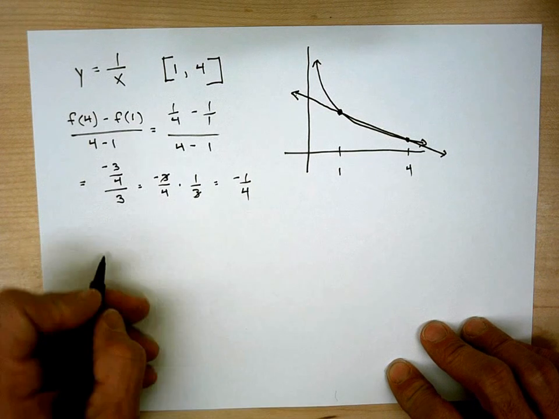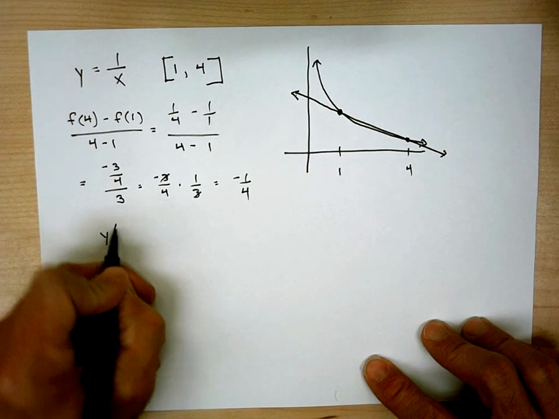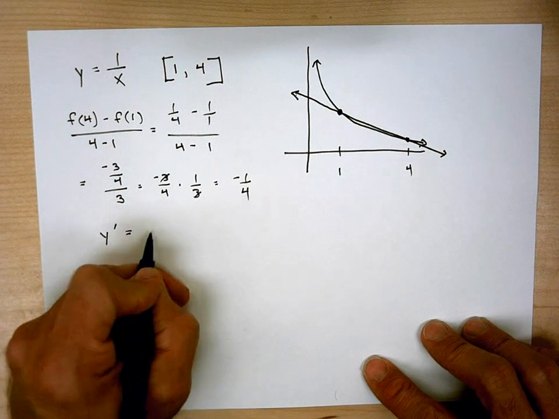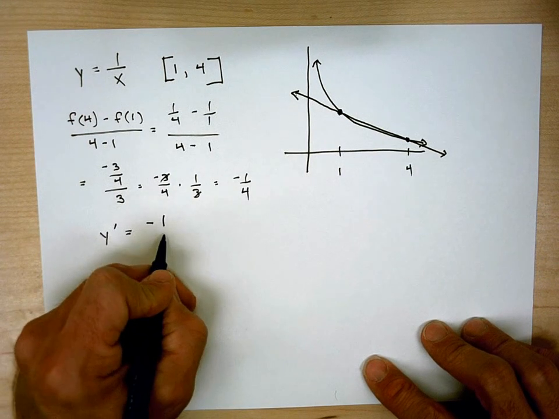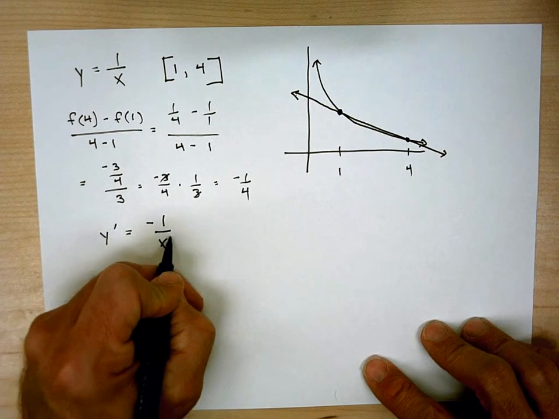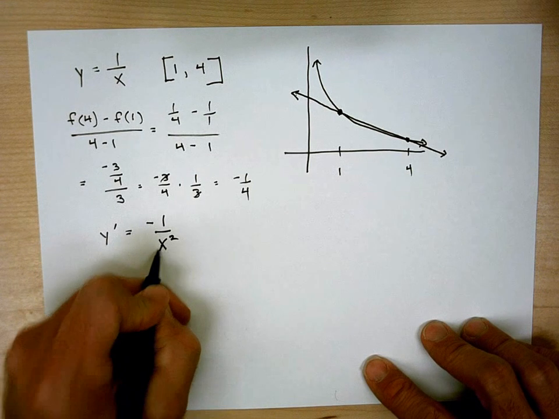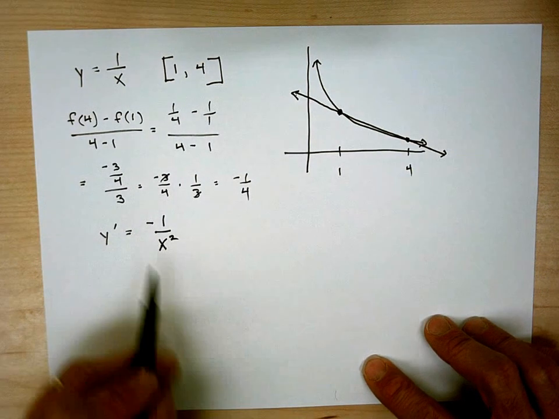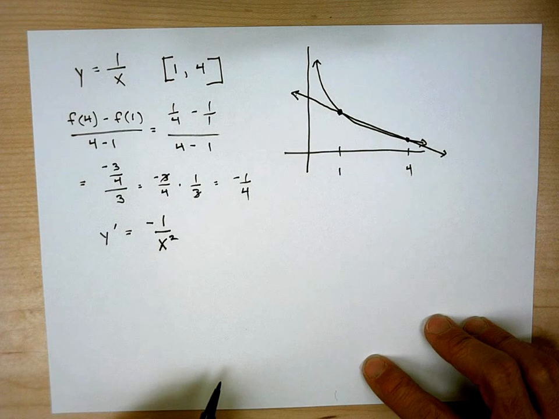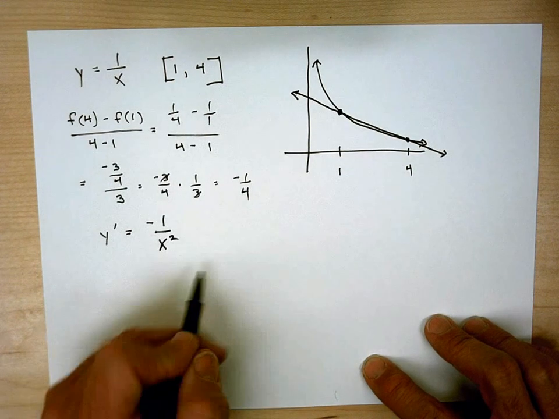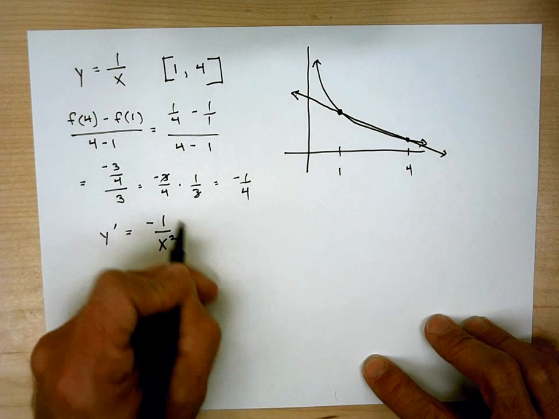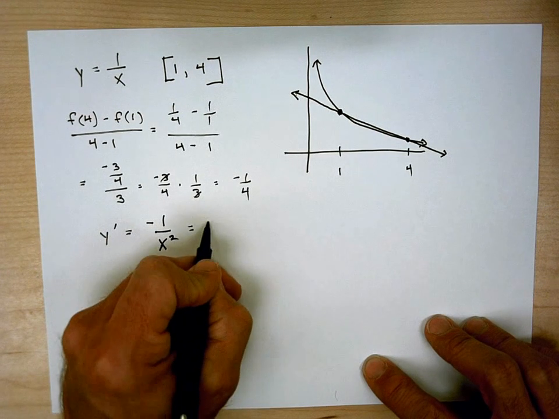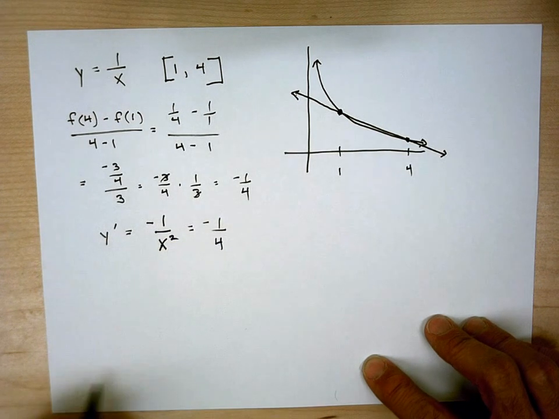All right, well, the first thing we're going to need is the derivative, right? There's lots of ways to do this, but you guys have all seen it before, so I'm just going to say the derivative is negative 1 over x squared. You could use the power rule, you can use the quotient rule, but let's just trust me on that, all right? Now what we want to know is, is there an x value in between 1 and 4 where this is equal to negative 1/4?